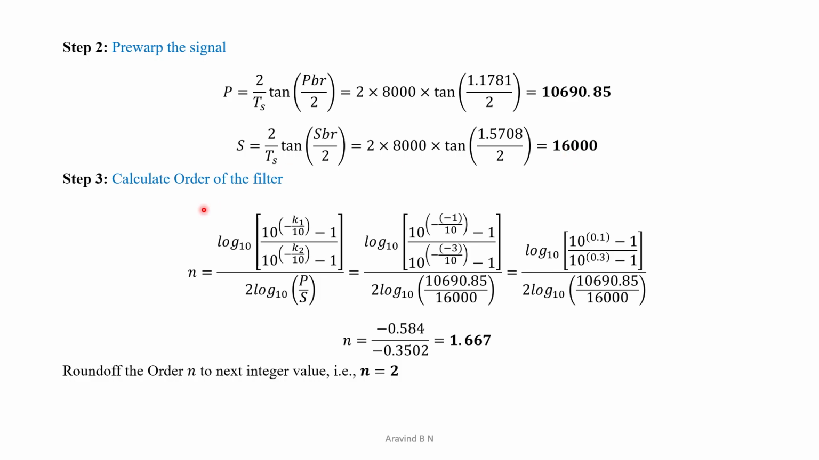Then calculate the order of the filter. So this is the formula for calculating the order of the filter. By resolving this, we are going to get 1.667. So as per the Butterworth filter procedure, any fractional value we are going to get must be rounded off to its next integer value. Therefore, order n we are going to consider it as 2.